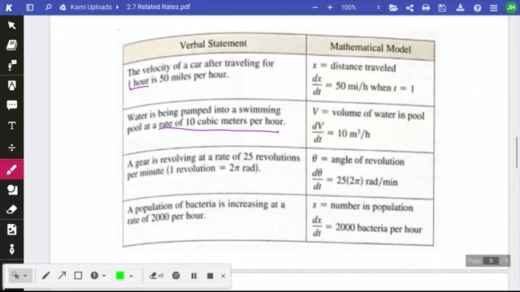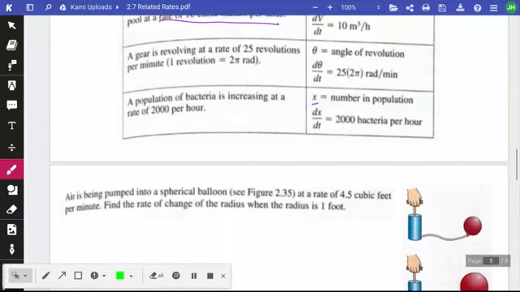A population of bacteria is increasing, so again, a positive rate of 2,000 per hour. And you can see where they just picked a variable. You don't always have to pick x, but you can. Number of population, dx over dt, is the change in x with respect to time, or the rate at which x is changing with respect to time, is equal to 2,000 bacteria per hour.